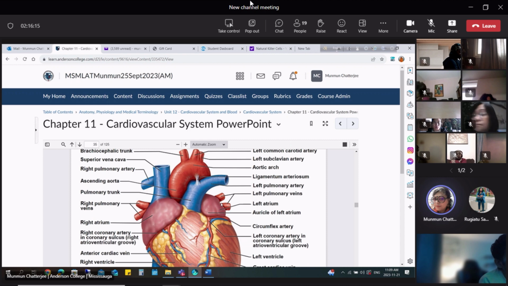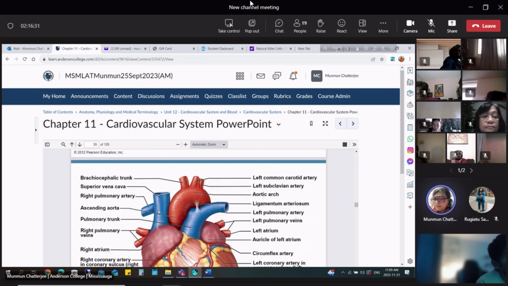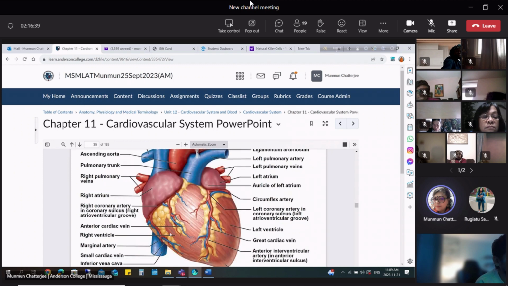This is the main aorta, which then divides into different branches. These are the vena cavae. This is the inferior vena cava, and this is the superior vena cava. This is the right pulmonary artery. The vena cavae are on the back.